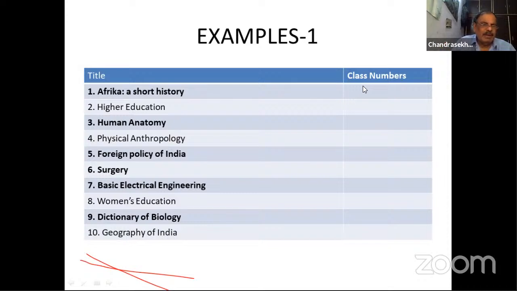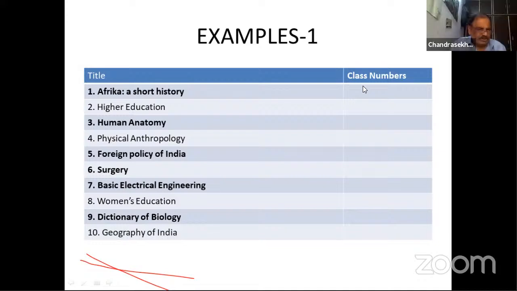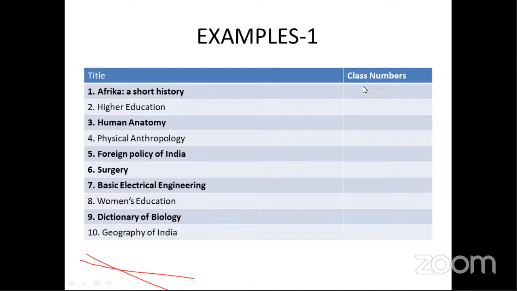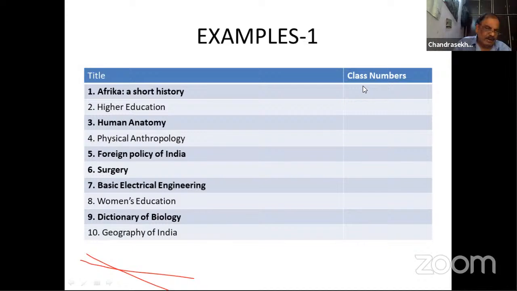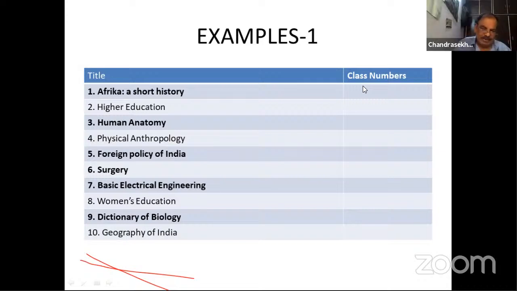What is the number for electrical engineering in the third summary? 629, sir, under 620. 620 is engineering. 629 is other branches. Electrical engineering is not specifically there. Applied physics? No, not applied physics.